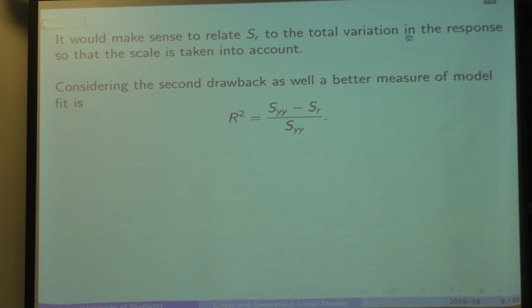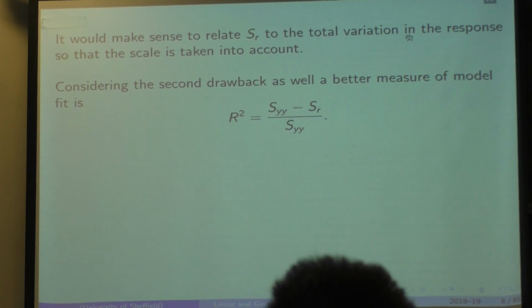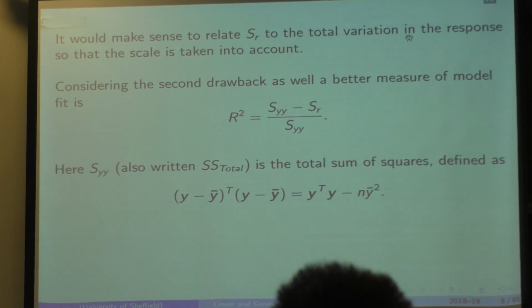It will be 1 if the fit is perfect, and it will be 0 if there's no improvement in the fit at all. Okay, so SYY here is what we call the total sum of squares.